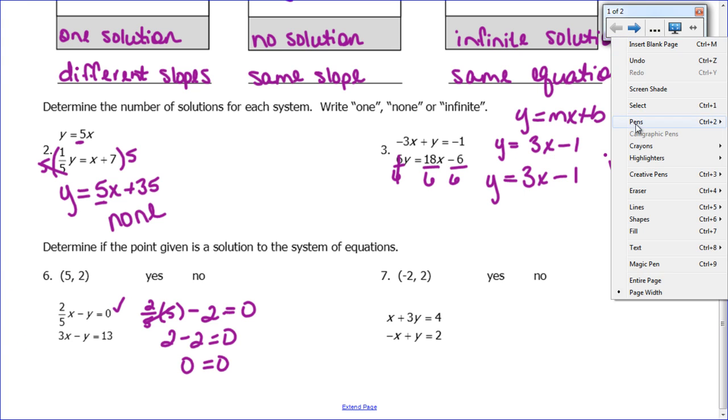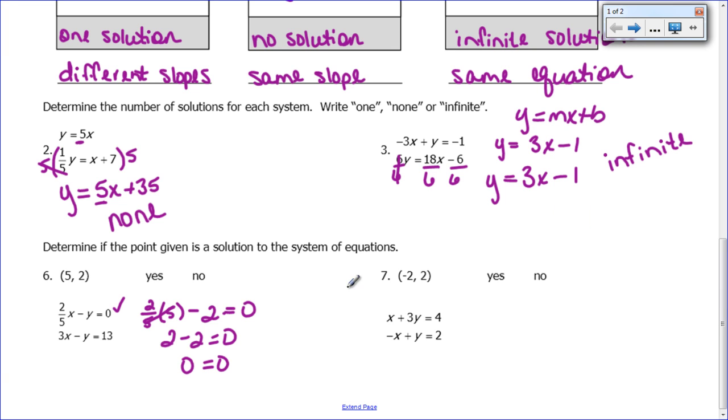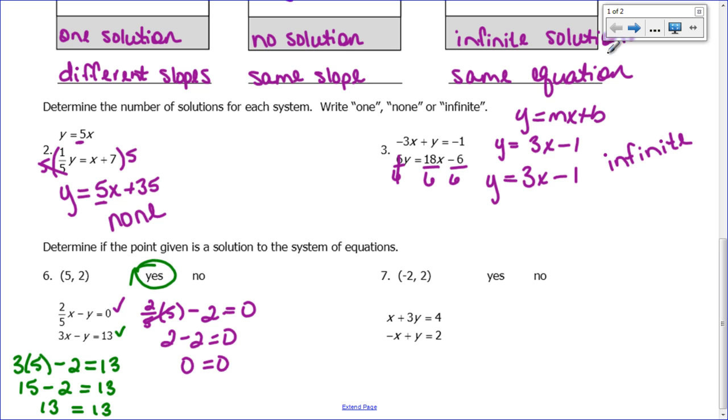Change colors here so you can tell the difference between what I'm doing. So for the bottom equation, I have to do 3 times x minus y, and it should equal 13. Well, 3 times 5 is 15, minus 2 should be 13. And if I do that math, 13 does equal 13, and so since that's a true statement, it works for both equations, then yes, it's going to be a solution.